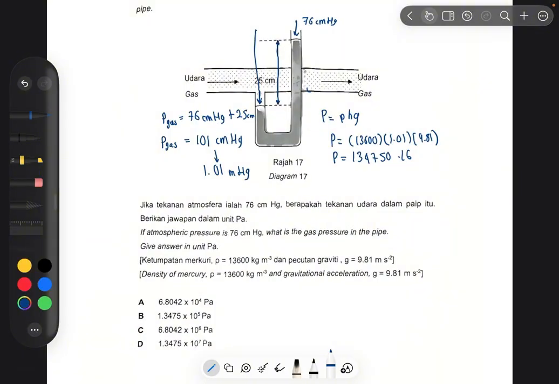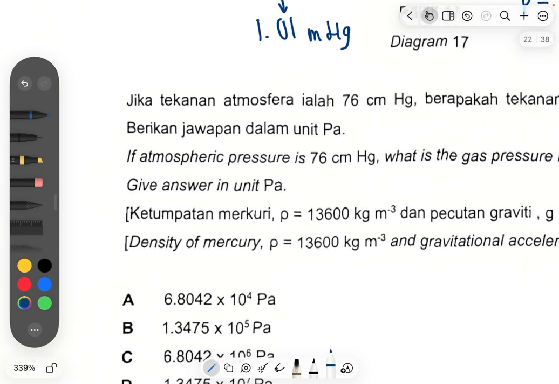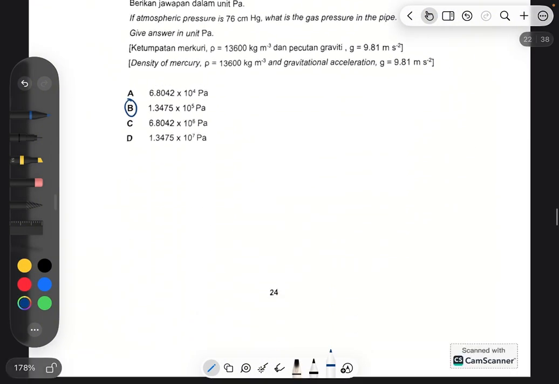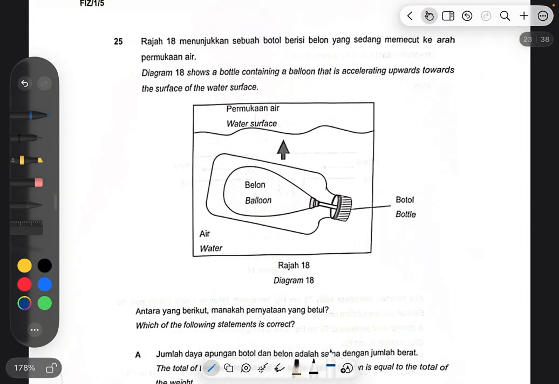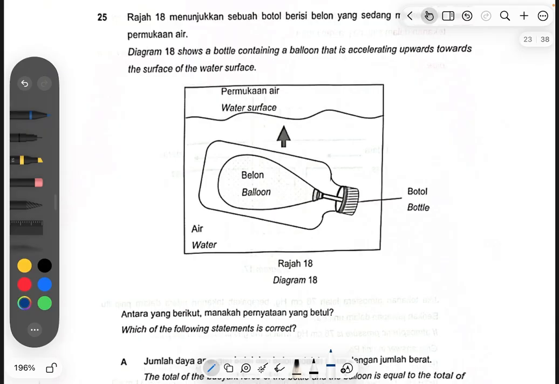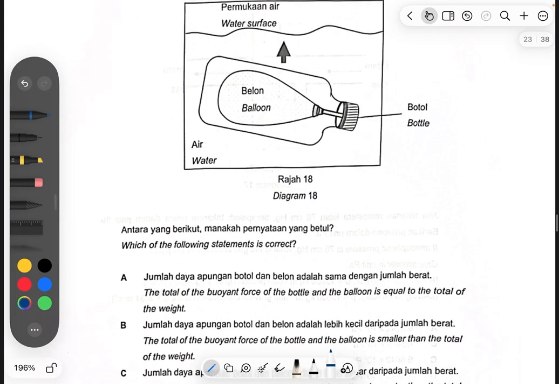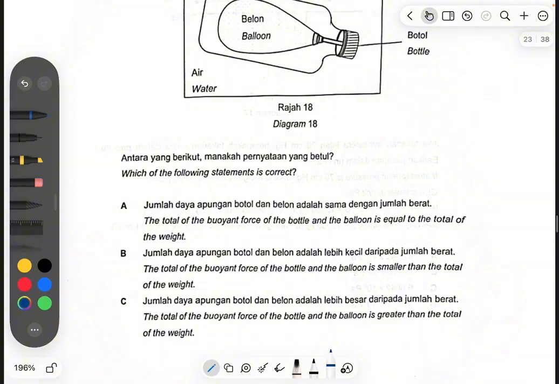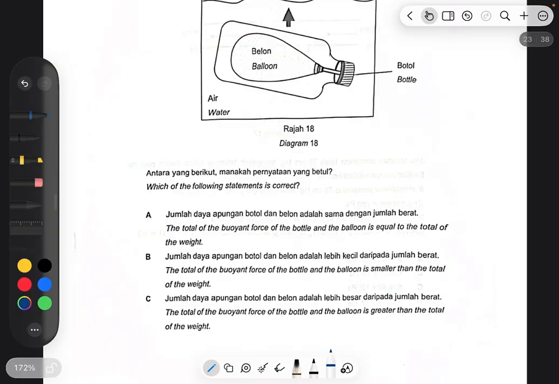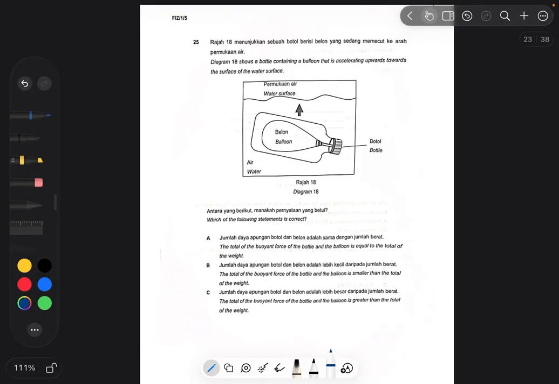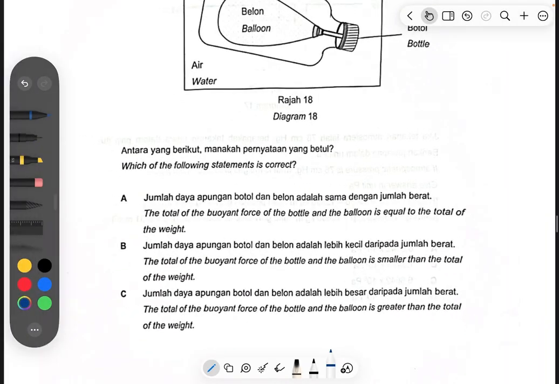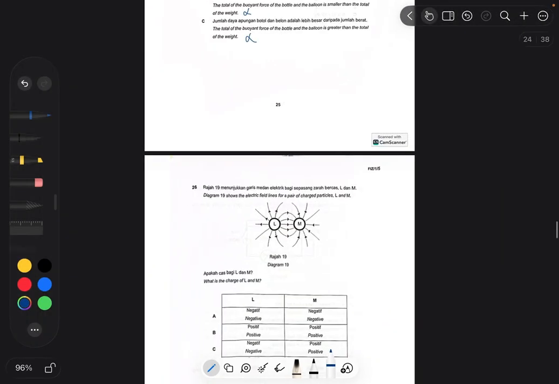So based on this, the answer in standard form. The answer is A. Sorry, B. Okay, diagram 18 shows a bottle containing a balloon that is accelerating upwards towards the water surface. Which of the following statements is correct? The total buoyant force of the bottle and the balloon is equal to the total weight. Is the balloon experiencing buoyant force as well? Is it A? No. It's A.